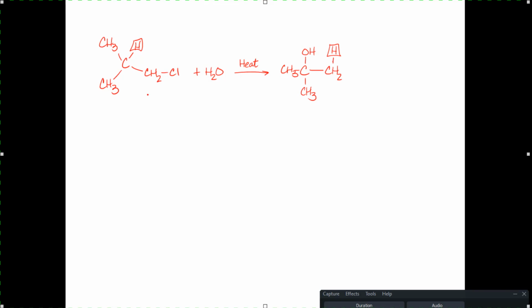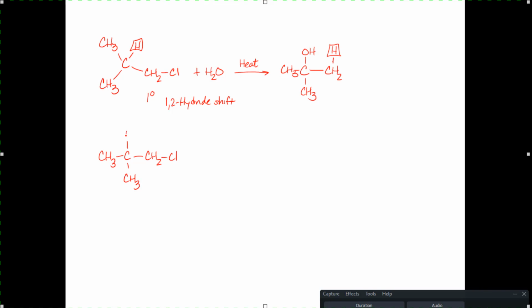But the problem is I have a primary carbon that cannot form a primary carbocation. So this 1,2 hydride shift in this case would have to occur in one step. So let me show you how that movement of the electrons and the atoms works if you have a primary system.